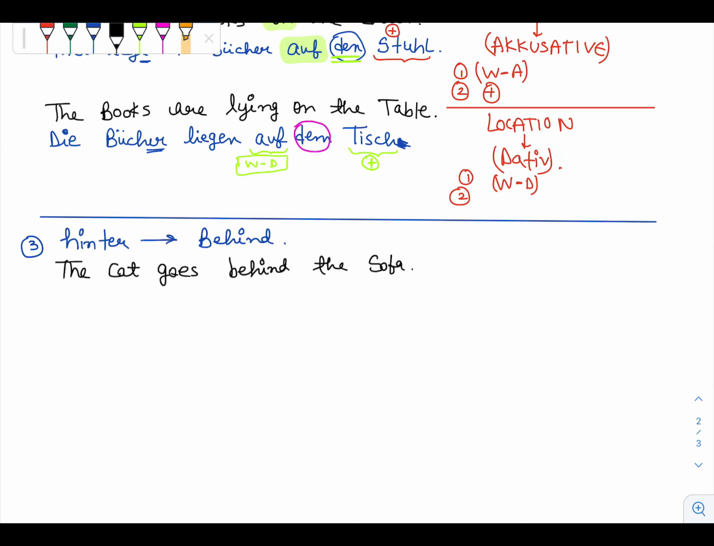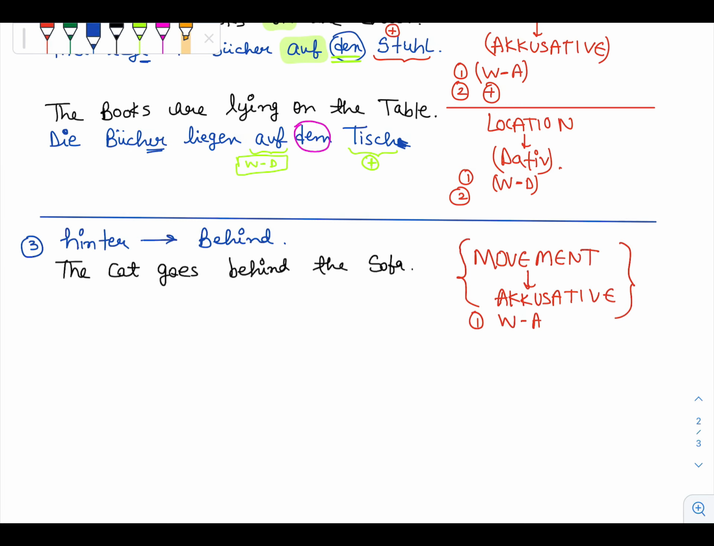The cat goes behind the sofa. For example, you and me are sitting and we are just discussing, okay, the cat is going behind the sofa, means we are talking about the movement of the cat. So movement again comes into accusative. One thing is clear, Wechsel of accusative.